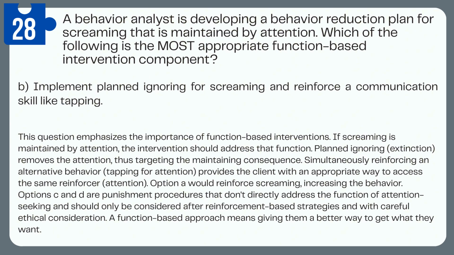Options C and D are punishment procedures that don't directly address the function of attention seeking and should only be considered after reinforcement-based strategies and with careful ethical consideration. A function-based approach means giving them a better way to get what they want.